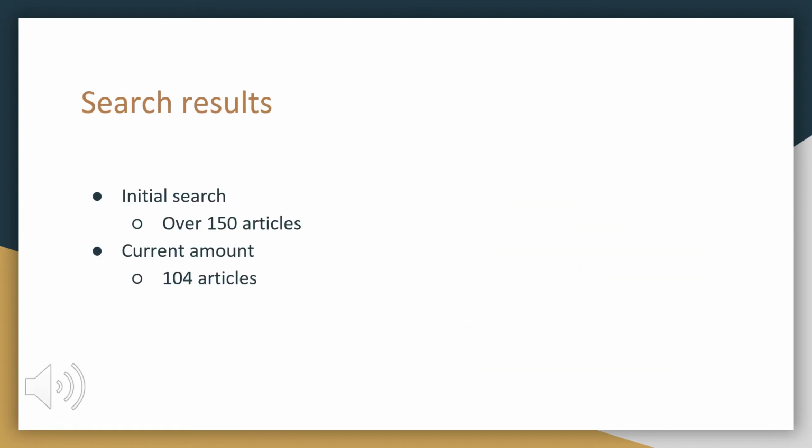Kendria and I divided up the databases and conducted our search. Combined, we had over 150 articles. Many of these articles were removed because they related to smart card transportation and it wasn't relevant to our study. As of right now, we currently have 104 articles after the first round of elimination.